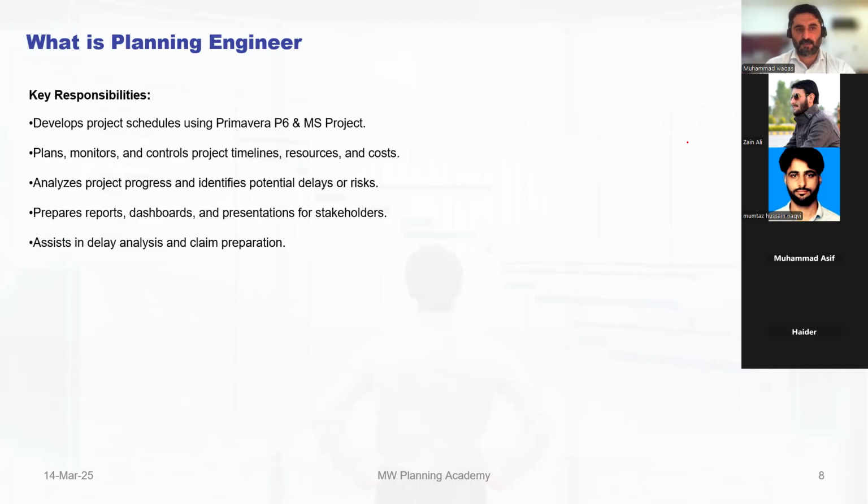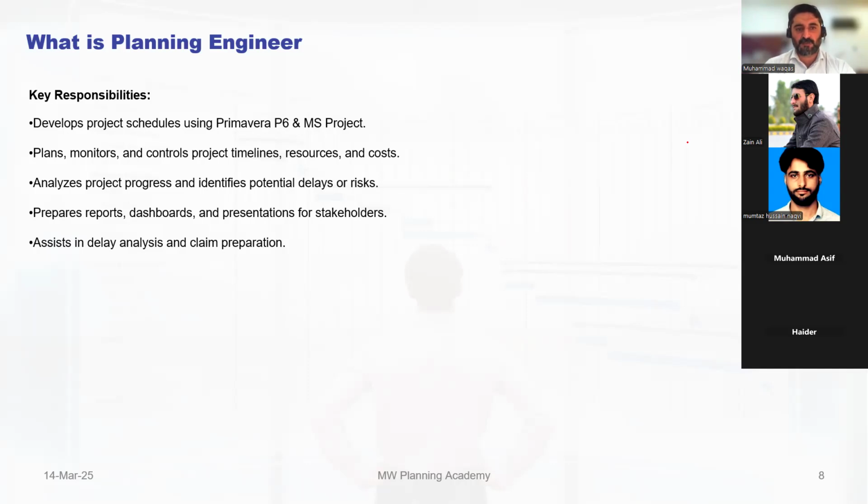We plan, we monitor, we control the project timelines. That's what we discussed previously. If the project is not going as per schedule, we raise our hands: Mr. Project Manager, we are not as per schedule due to the following reasons, and therefore we are losing time, we are losing resources, we are losing cost, and our project is in delay.